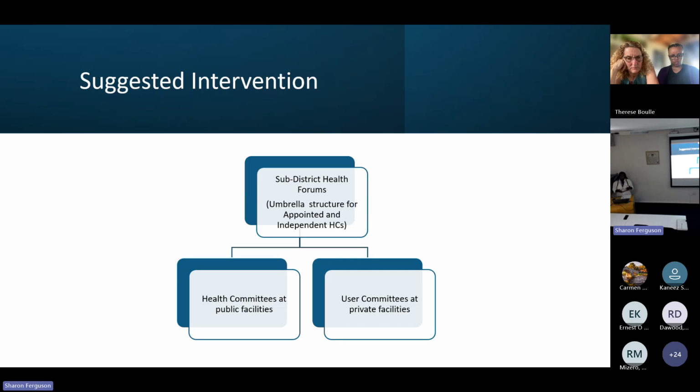So what the public sector health committees have is a space where they can meet, which is the Sub-District Health Forum, and they can discuss and collaborate fully in that context. However, as the private sector was still in an isolated space, we are suggesting that if we have user committees in the private facilities, they could be part of the Sub-District Health Forum, and part of that discussion of discussing health in the broader context, collaborating with other health committees in Cape Town.